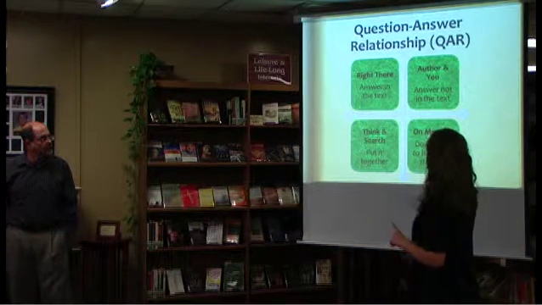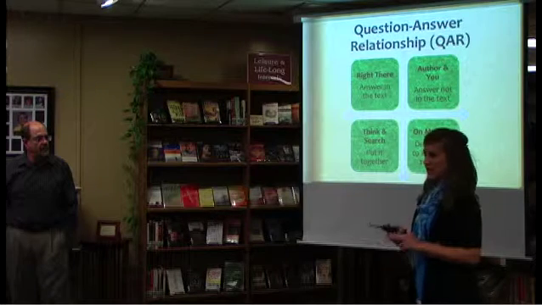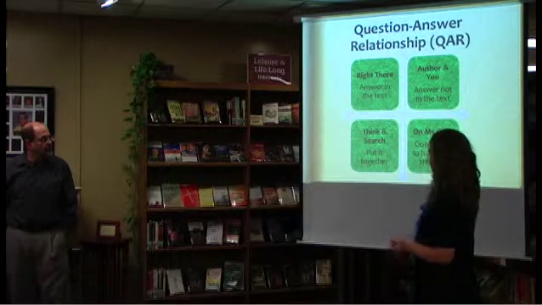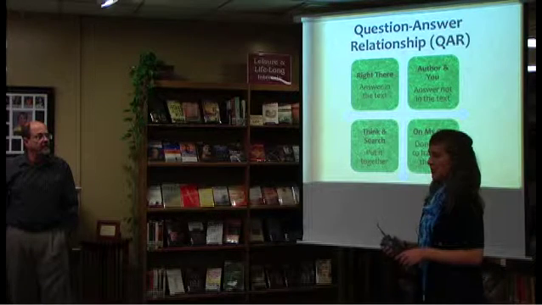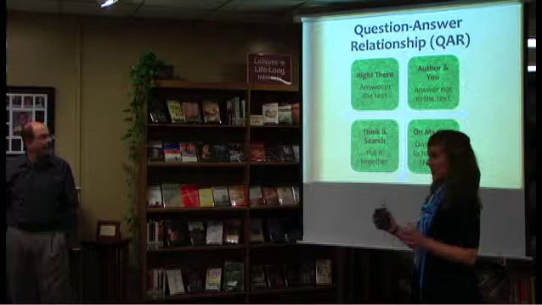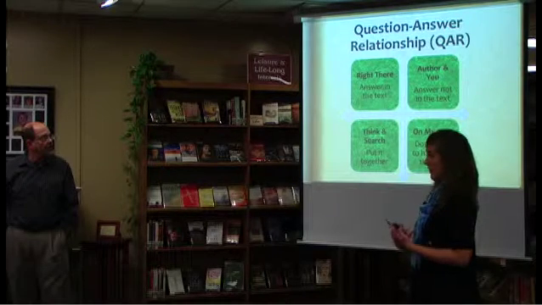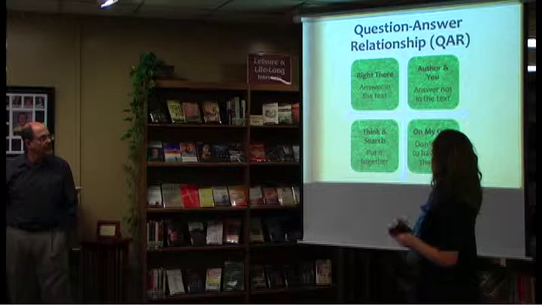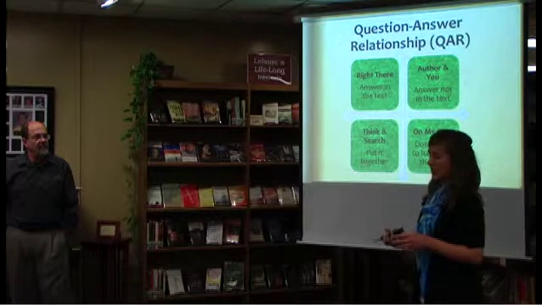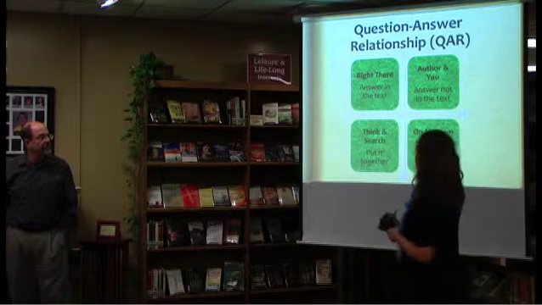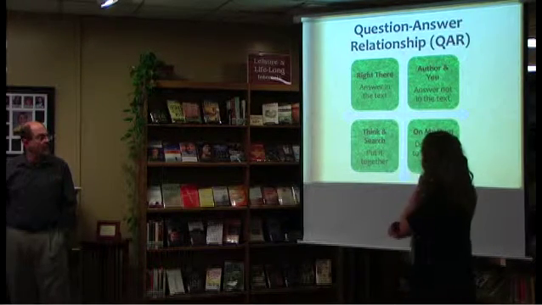The second one is Author and You. This is a question that you come up with that's not in the text. The third one is Think and Search. This is when you have to use different parts of the text and piece those together to come up with your answer. And the fourth is called On My Own, a question and answer that you would not necessarily have to have read. You wouldn't have to read the text to understand it.